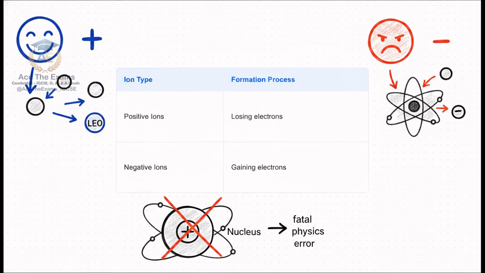Think LEO. Losing electrons leaves you optimistic or positive. If you can strictly anchor the process of ion formation to the movement of electrons, you're going to bypass a trap that catches literally thousands of Cambridge students globally every single year.